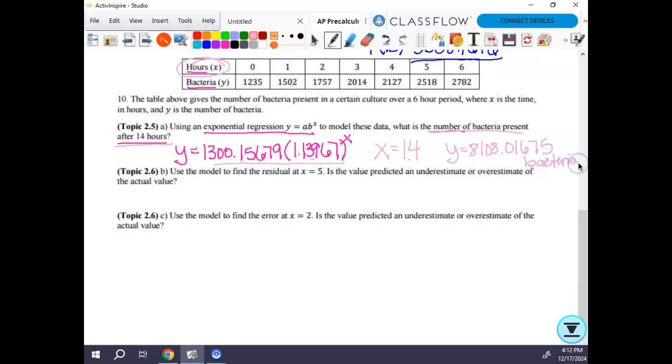The other thing when doing these, make sure you're understanding what is the input and what is the output. Okay? Then it says use the model, what Desmos has in it, to find the residual at x equals 5. And y'all, it says find. Even on the retest for this, you can't just find it and then know it in your head. You have to put what it is. So your residual is actual minus predicted. So the actual at 5 is 2518 minus the predicted at 5.